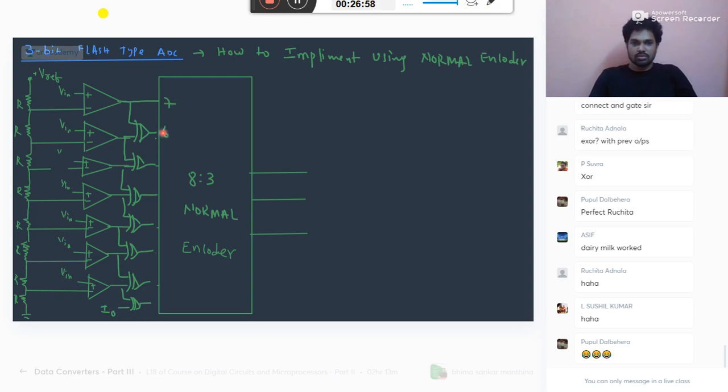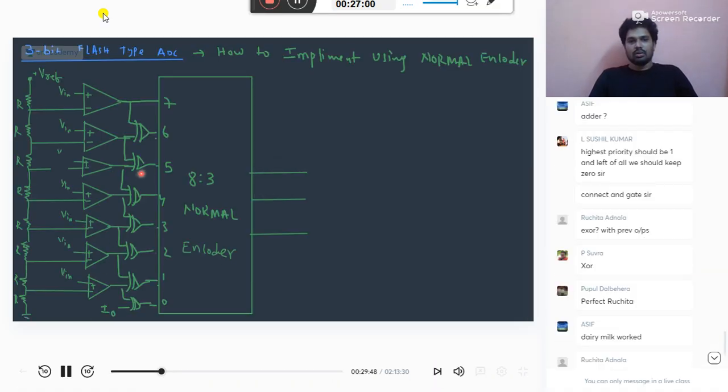Seven, six, five. See here what the advantage is: if a particular value is 1, all the remaining will also be 1. Why? Because it is designed like that. Suppose this is your Vn. If Vn is greater than 4, it is greater than 3, 2, 1 also. That is the advantage we have here.